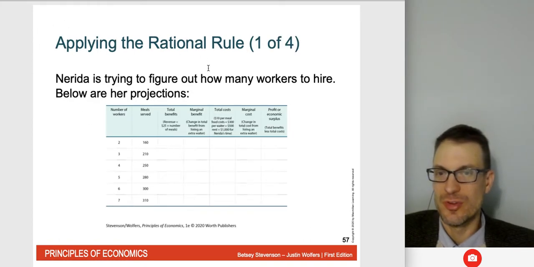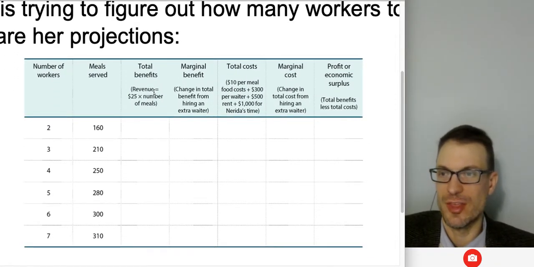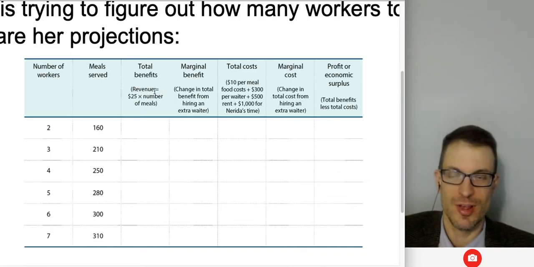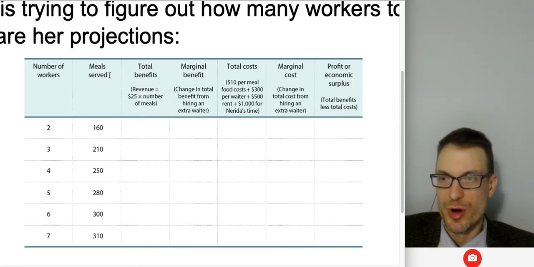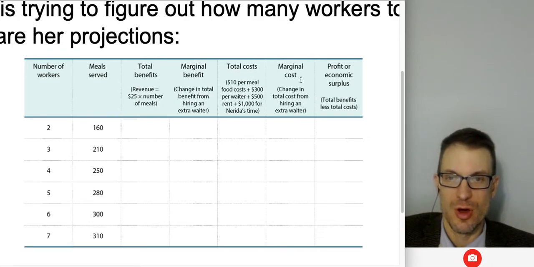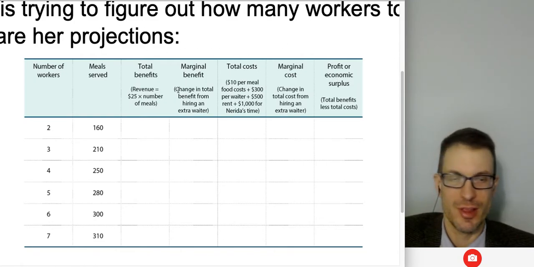All right, so we'll go back to Narita and think about how many workers to hire. Below are the projections. I don't know if I can make this a little bit bigger. This might work a little better than it did in the previous slide. I'm going to have to make it smaller to go back and fill this data in. But anyway, here's the number of workers, the meals served, the total benefit, the marginal benefit, total cost, marginal cost, and then profit or economic surplus. I think we're thinking about this in the context of a restaurant.